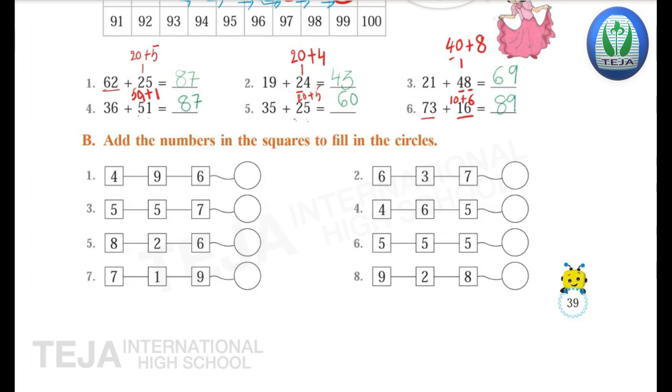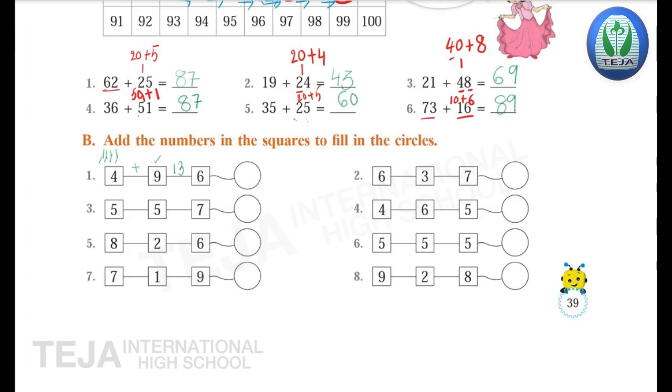And write the answer in the circle. So here 4 and 9. 9 is the bigger number, 4 is the smaller number. So we'll draw 4 lines here and count after 9, children. 10, 11, 12, 13. So 4 plus 9 is how much? It's 13.